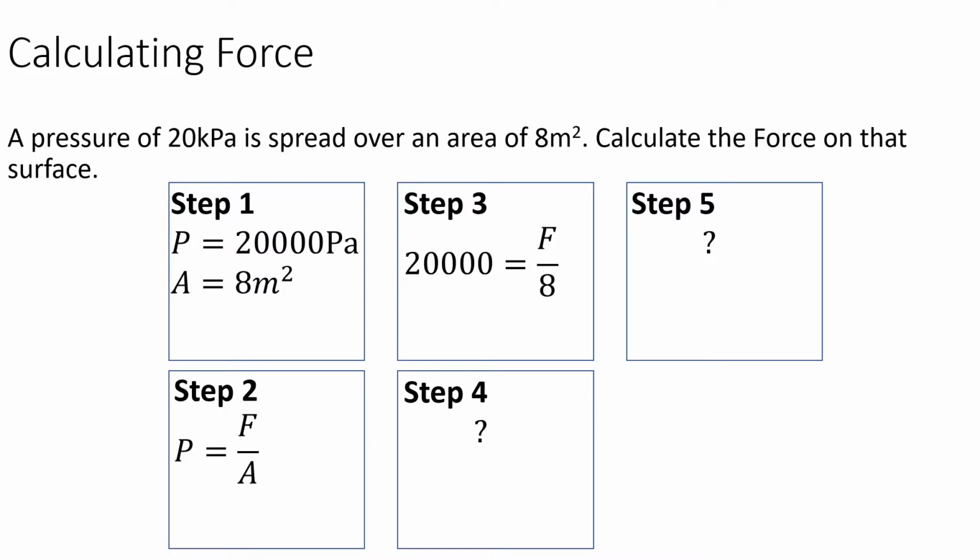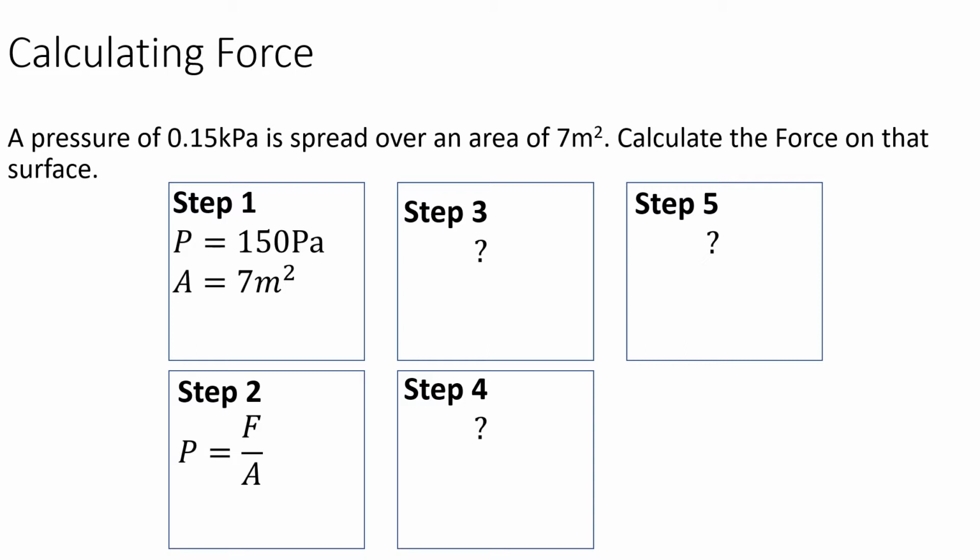Next, a pressure of 20 kilopascals is spread over an area of 8 meters squared. Calculate the force on that surface. Step 1, write down what you've got. Step 2, write the equation. Step 3, substitute in the numbers. Step 4, rearrange to make F the subject of the formula. And step 5, write down your answer with units. Now notice here 20 kilopascals becomes 20,000 pascals. Copy and complete.